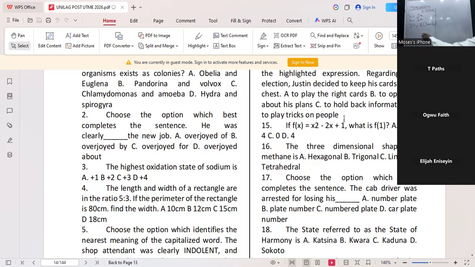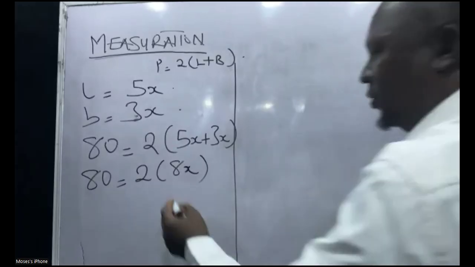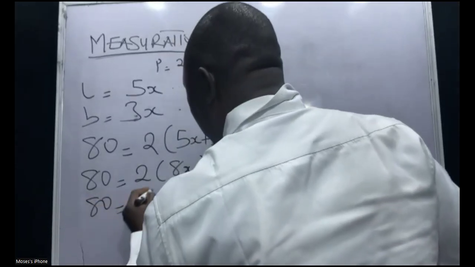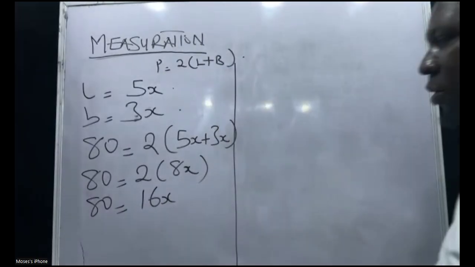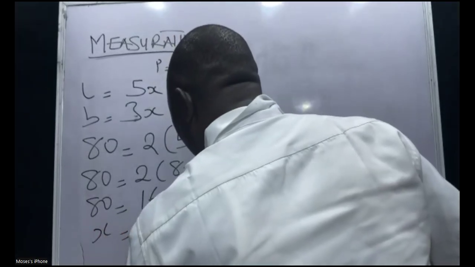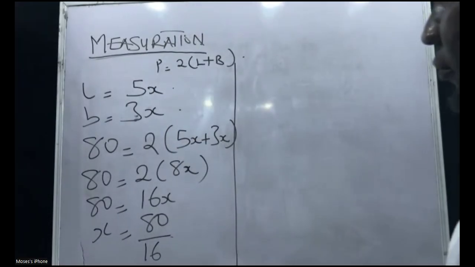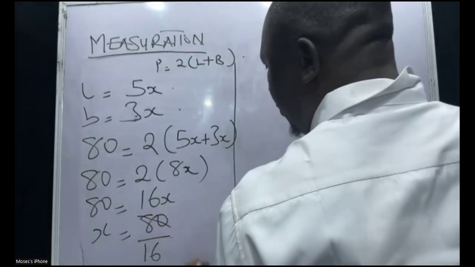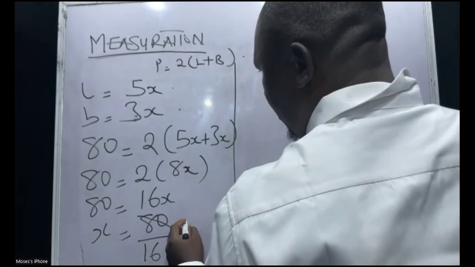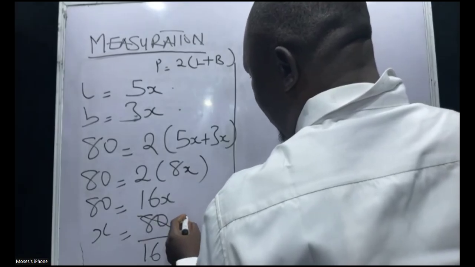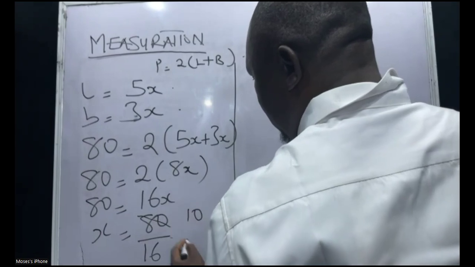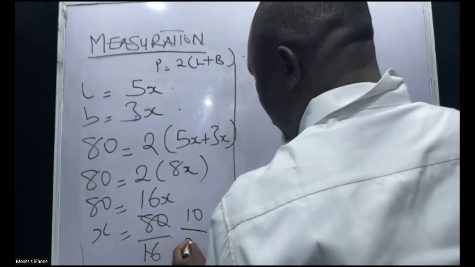Now we can simplify this. 5x plus 3x is 8x. Now if you open the bracket, your 80 is 16x. What is your x? x is 80 over 16. What is 80 over 16? 8 goes here 10 times, this is 5. Well, your x is 5.